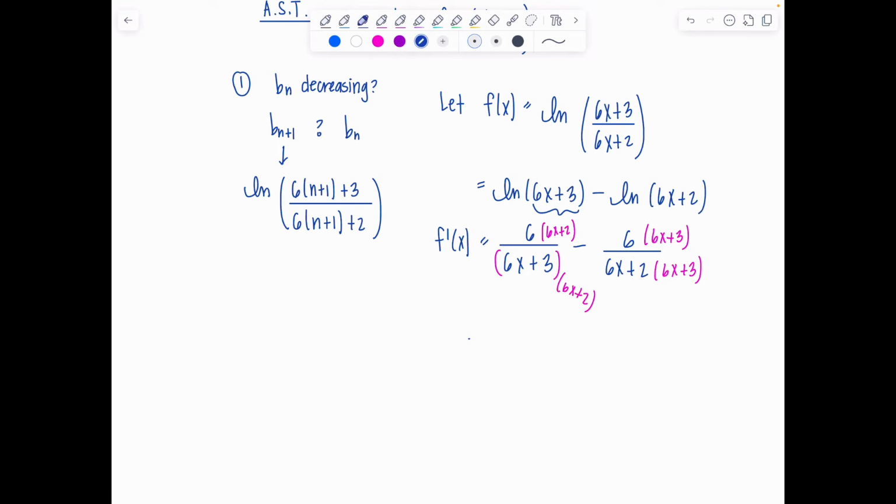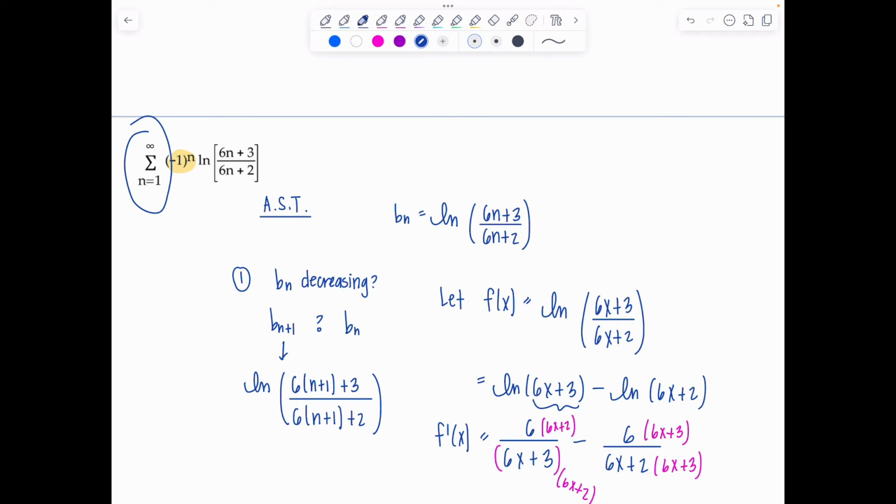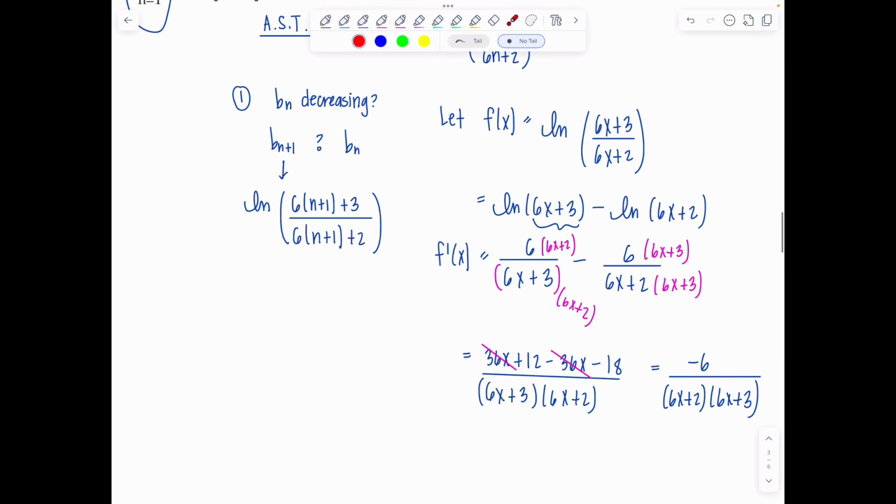And then we have here 36x plus 12 minus 36x minus 18. Don't multiply out the denominator. Don't do it. Okay, and then here we go. 36x cancels. And then I've got negative 6 over (6x plus 2) times (6x plus 3). Now, remember, we're only plugging in values of x that mirror the values that n can take on, which is from 1 to infinity. So I know these terms here in the denominator are not going to be negative. This is actually positive, and I have a negative numerator. So a negative divided by a positive, that's negative.